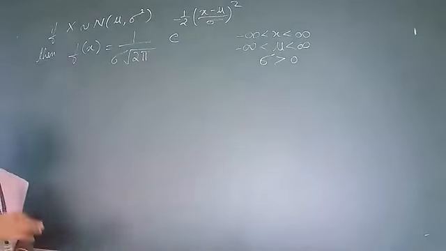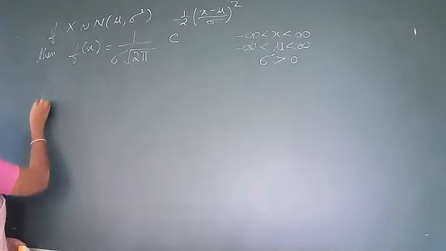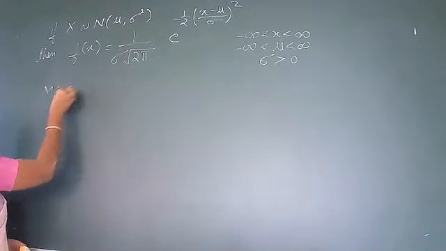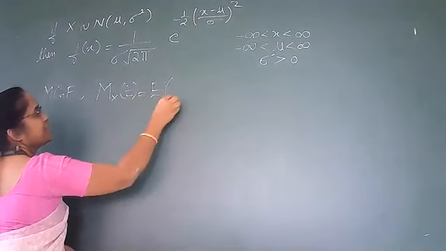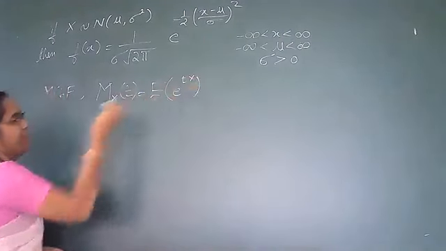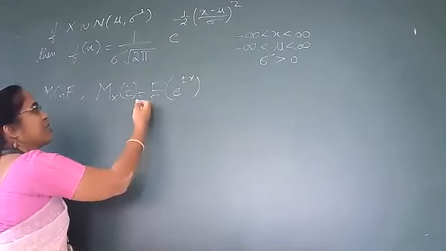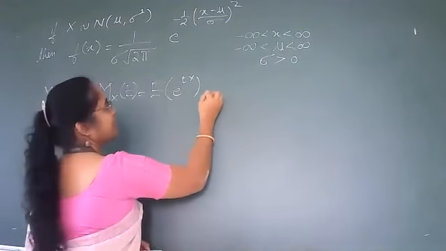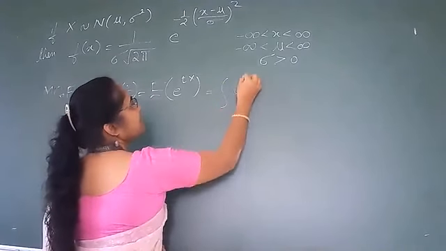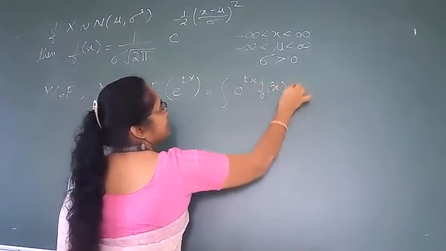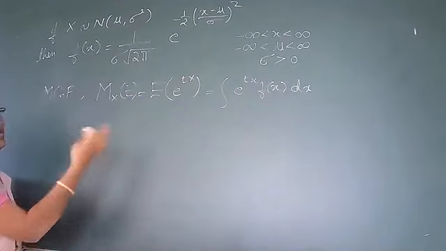Now we also know the properties of MGF. MGF means moment generating function. The MGF for any distribution is defined as M_X(t) equal to the expectation of e raised to tX. This is the way we define MGF. Here we are talking about a continuous distribution, so the expectation of e raised to tX is the integral over the range of x of e raised to tx, f(x), dx. This is how we define the MGF for a continuous distribution.